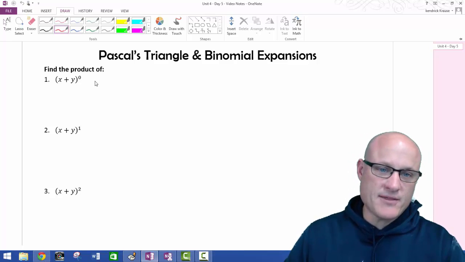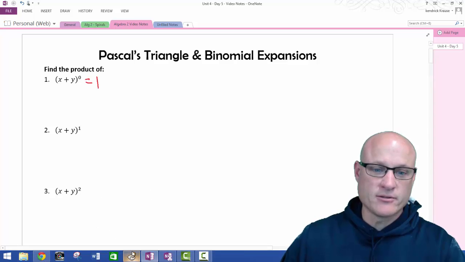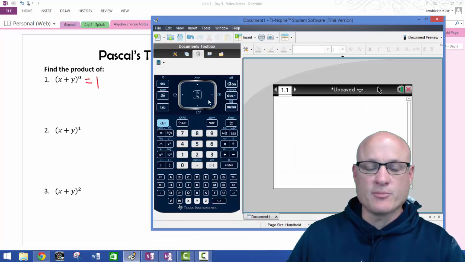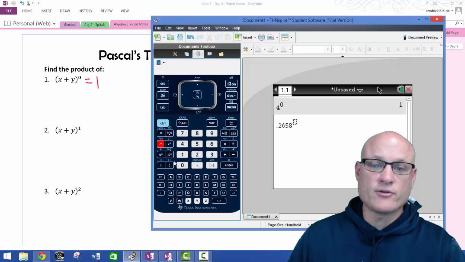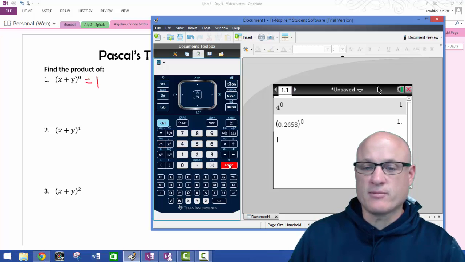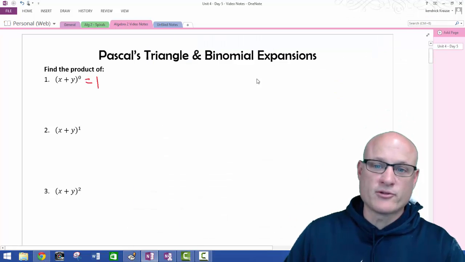Okay, so I think most of you realize that anything raised to the 0 power is 1. If I was to bring up my calculator and simply ask, what is 4 raised to the 0 power? What is 0.2658 raised to the 0 power? Anything you do, it's going to be 1, no matter what. So anything raised to the 0 power is 1. So I'm going to put a 1 right here.